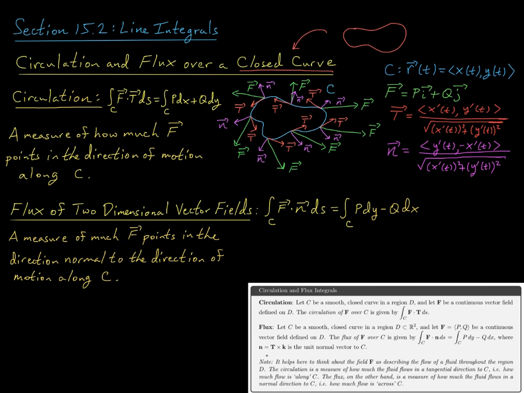Okay, so on the worksheet, I do make this little note here that I think does help in thinking about circulation and flux. I say that it helps to think about the field as describing the flow of a fluid throughout some region. The circulation then is a measure of how much the fluid flows in a tangential direction to C, so in other words, how much flow is along this path C, whereas the flux is a measure of how much the fluid flows in the normal direction of C. So in other words, how much flow is across this curve C.